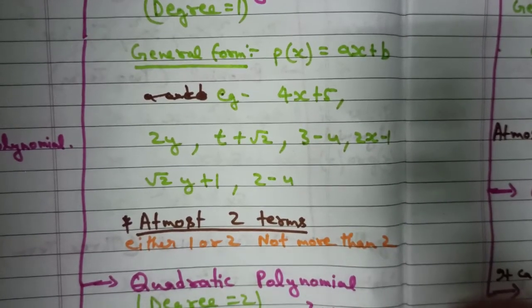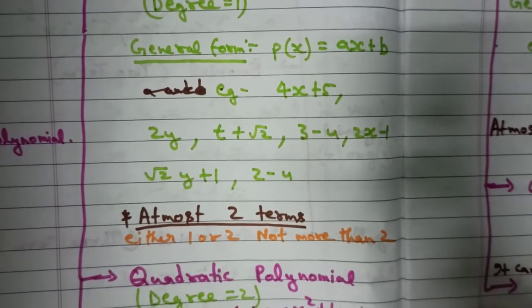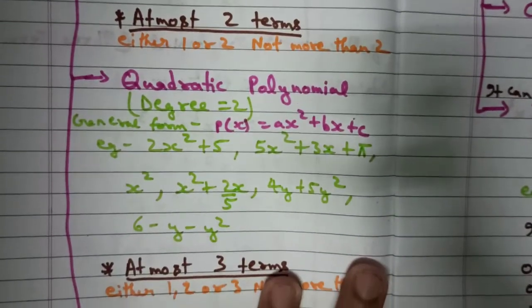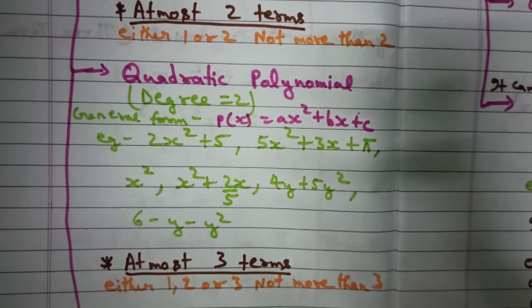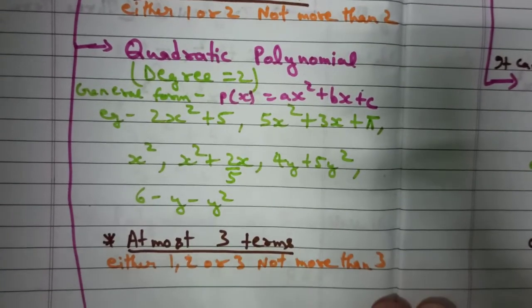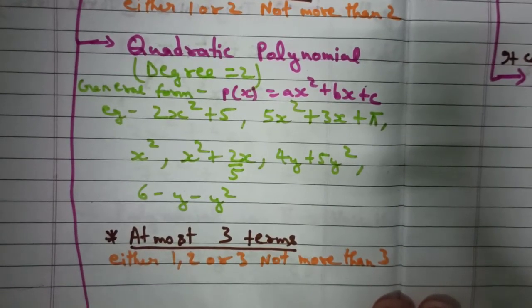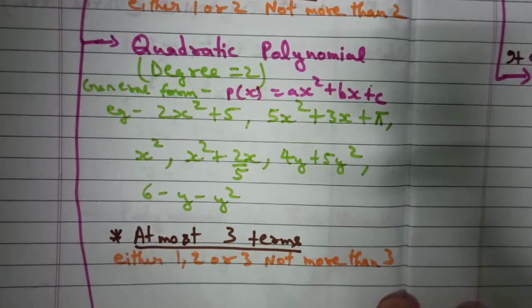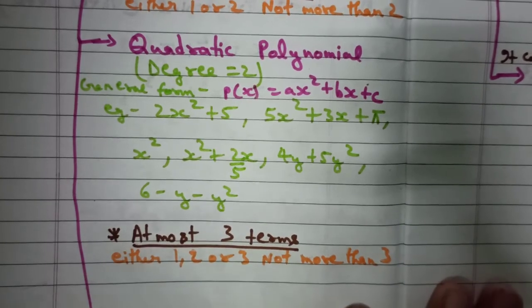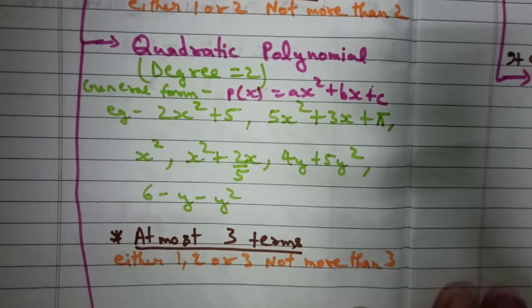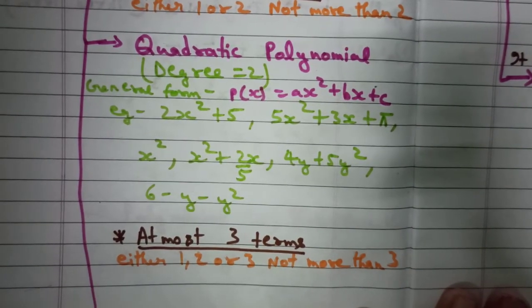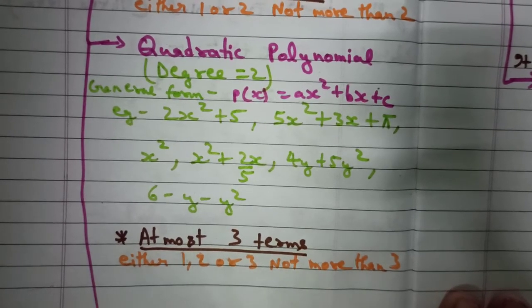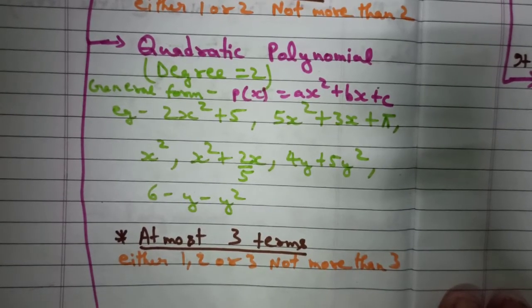So at most 2 terms, it can have 1 term or 2 terms. Second example is a quadratic polynomial. A quadratic polynomial is a polynomial whose degree is equal to 2. So the general form of the quadratic polynomial is p(x) equals ax square plus bx plus c. Here a, b, c are constants again, and a can never equal 0.